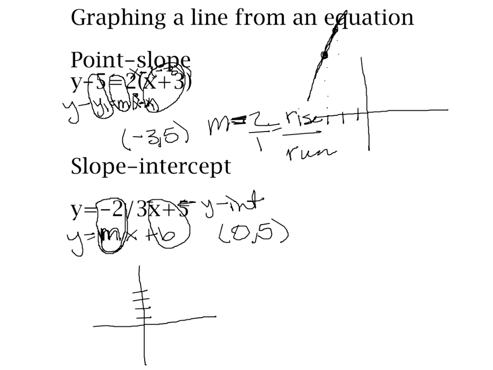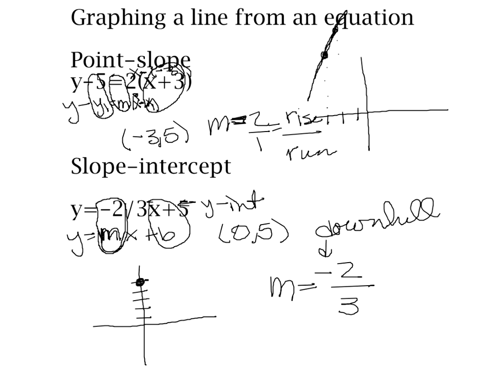So if I draw this, I go to the y-intercept of 5, and remember, it's rise over run. This is downhill, because the slope's negative. So I'm going to go down 2 and over 3 so that I make a downhill, and then connect the dots. Okay, so that's all I have to do if I have an equation.